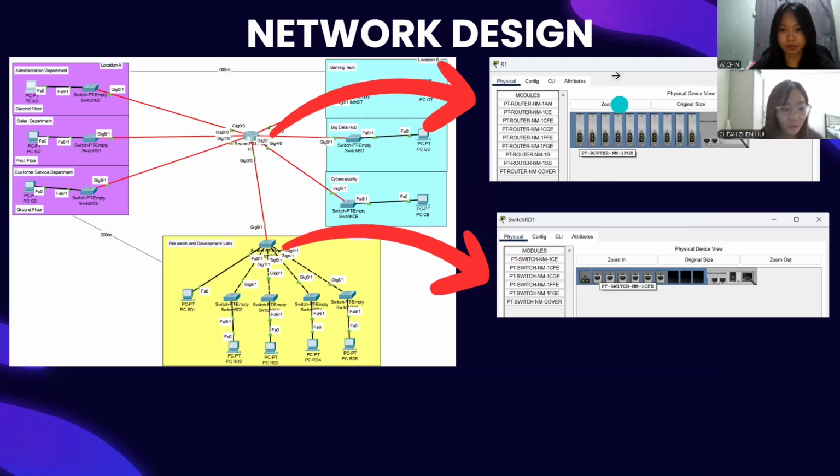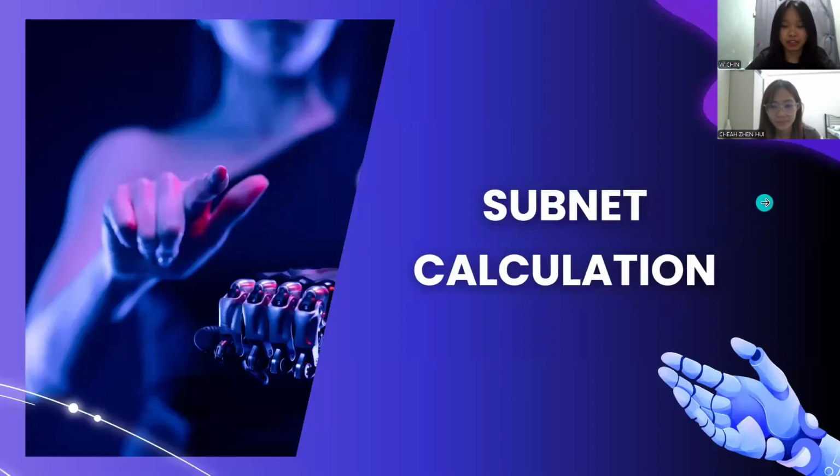Next. For the router and switch, I already installed modules inside them because they can expand their capability, such as adding more Ethernet ports or supporting higher speed connections. Next, I would like to talk about the subnet calculations.